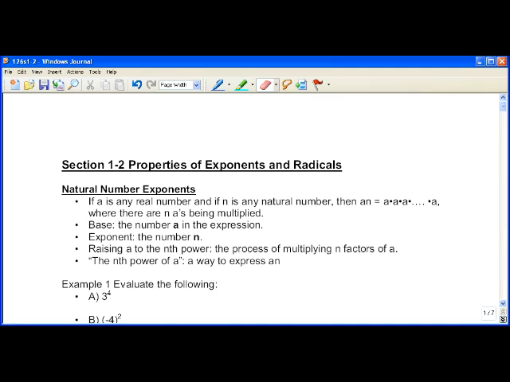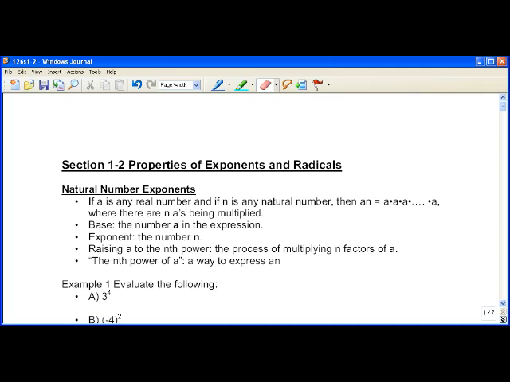Section 1.2, Properties of Exponents and Radicals. Now, really, what we're talking about here is 096 material, so we are reviewing. Some people don't even do the review. I'm doing the review here just to help get our minds in the right place. Maybe it's been a break since we've had math.